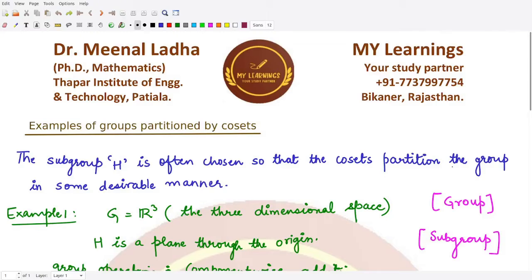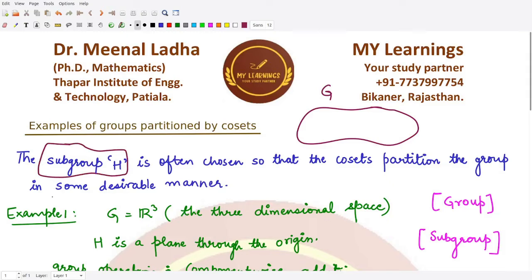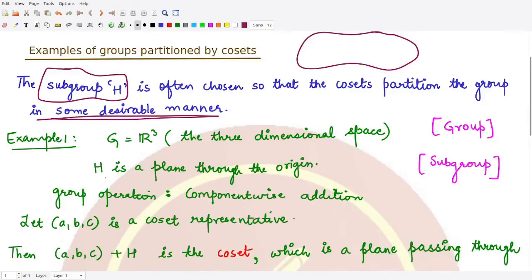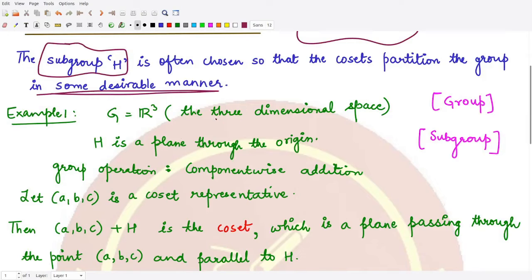After having understood the concept of partitions and equivalence classes which are generated by an equivalence relation, now let me give you a few examples. In certain cases, when we want to partition some group G into different equivalence classes, we define the subgroup H in such a manner that we have a partition in the desirable manner.